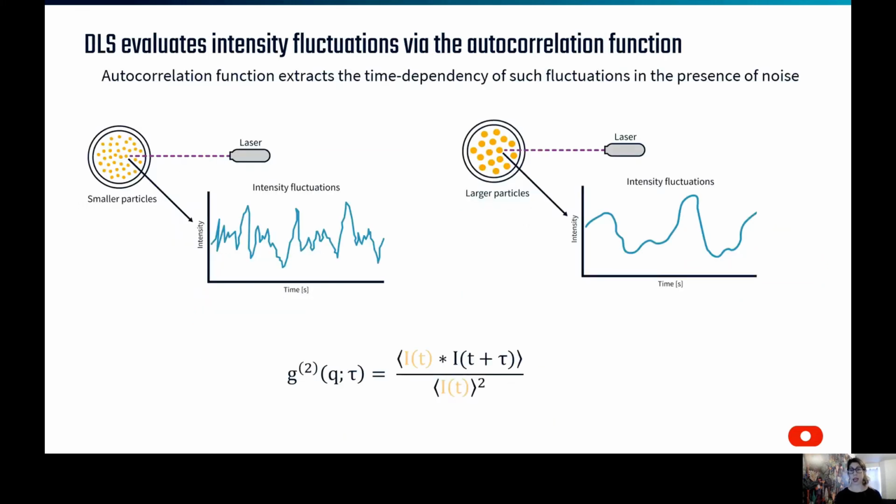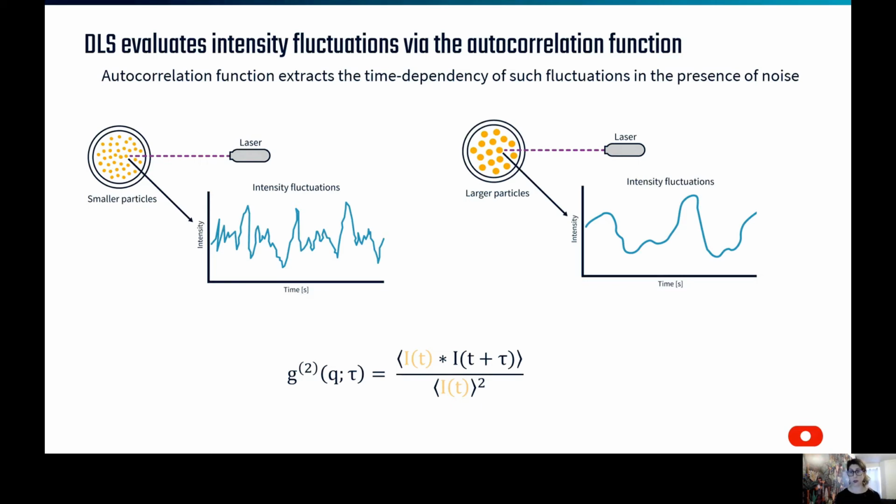So here we are looking at the intensity fluctuations of scattered light as a function of time, where I(t) is the intensity at the initial particle location, and I(t+τ) is going to be the intensity at a location after a period of time tau. The smaller a particle is, the faster it's going to move and diffuse compared to a larger particle. So smaller particles are going to have more collisions, and they're going to change locations more frequently than larger particles. And these collisions and movement translate to more scattered light intensity fluctuations.